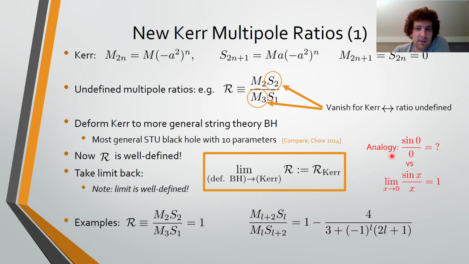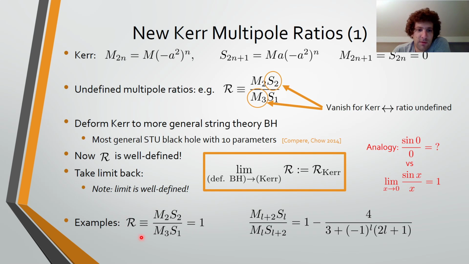An analogy for this is a very simple thing. For example, sine 0 over 0 is, of course, an ill-defined quantity, but as a limit of sine x over x, it's simply 1, right? And this is exactly the same kind of procedure that we're doing here, basically.